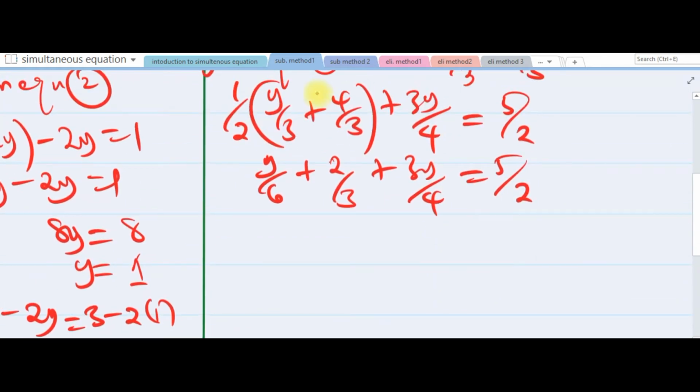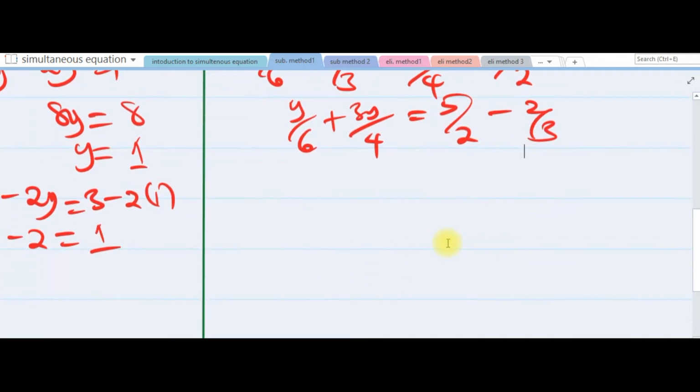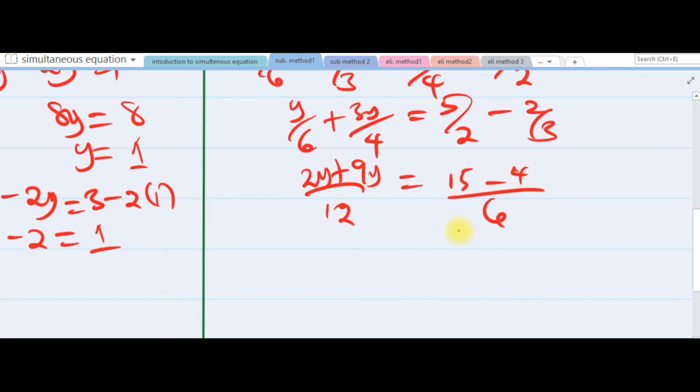So we collect like terms. So we have y over 6 here plus 3y over 4, while here we have 5 over 2 minus 2 over 3. So the LCM, okay, the LCM is 12 here, which is 2y plus 9y, equals, LCM here is 6, so 15 minus 4. So we have 11y over 12, and we have 15 minus 4, 11 over 6.